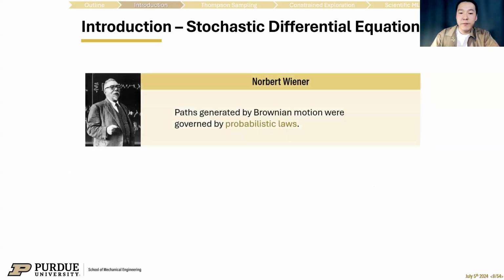And later, Norbert Wiener summarized such rules and provided a deeper understanding of Brownian motion by introducing the Wiener process. He provided a rigorous mathematical foundation for it, showing that paths generated by Brownian motion were governed by probability laws. And now we can model the stochastic process mathematically and apply it in a wide range of applications like physics, finance, and engineering fields.